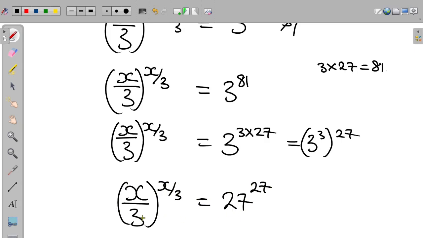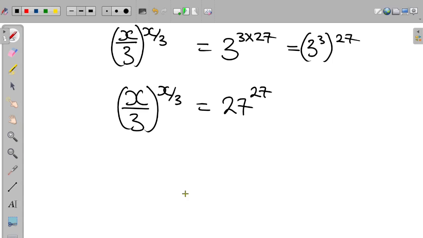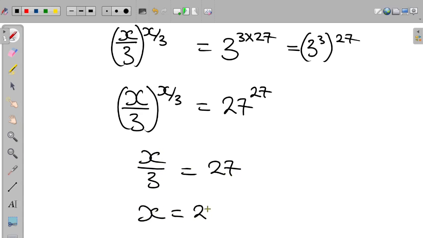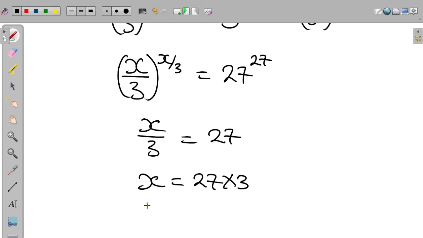Now at this point, the base and the index are the same. So we have that x divided by 3 is equal to 27. So therefore, x is equal to 27 times 3. That means x is equal to 81.